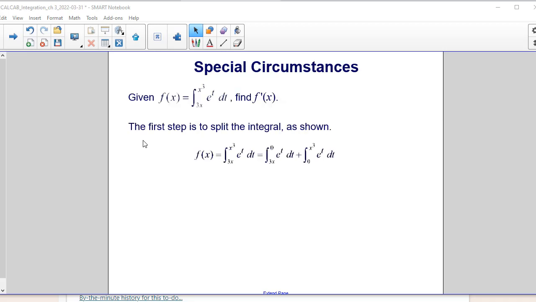The first step is to split the integral as shown. So f of x, our original function, becomes the integral from 3x to 0 of e to the t dt plus the integral from 0 to x cubed of e to the t dt.